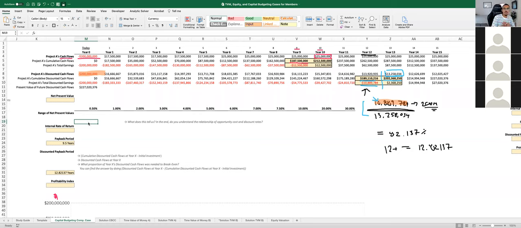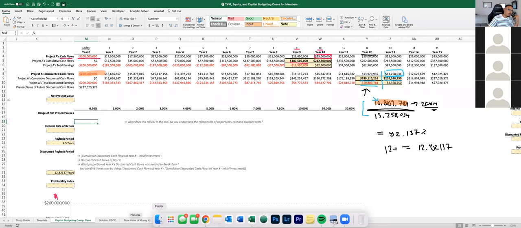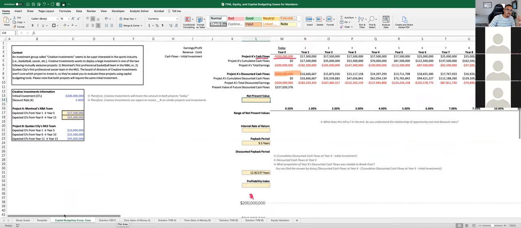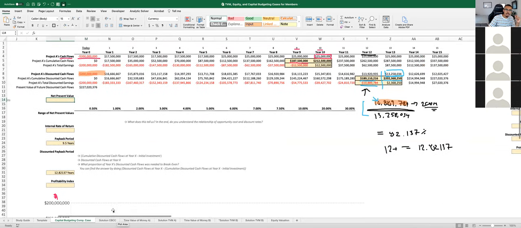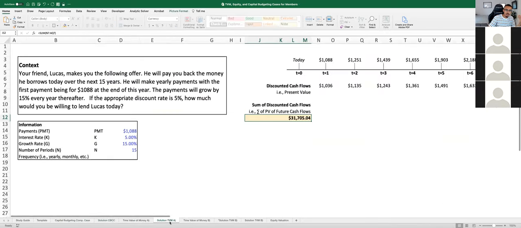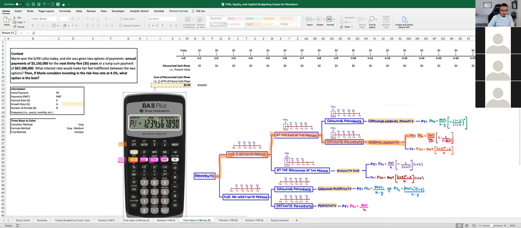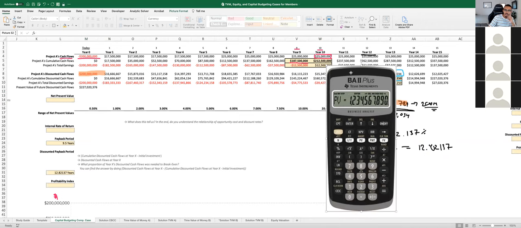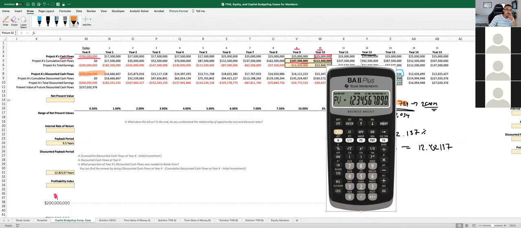So now, the last thing, not even the last thing, one other thing that I'd like you to do is plug these cash flows in your calculator, and find the net present value if the discount rate is 5%. If you remember what we did before, we took a calculator, we used that, and then we highlighted what to do.